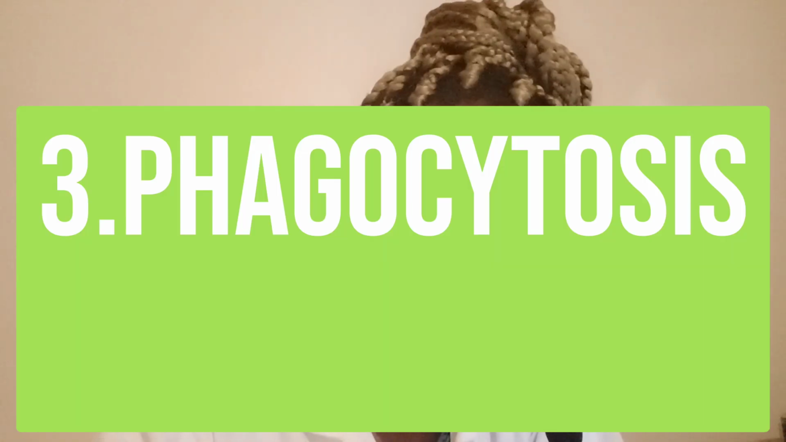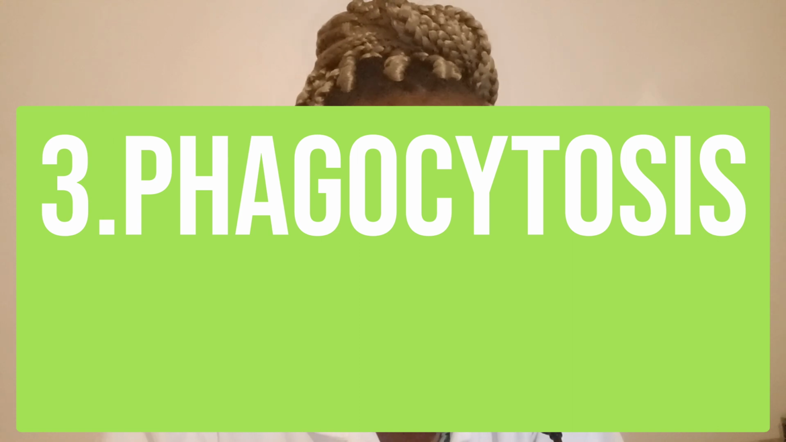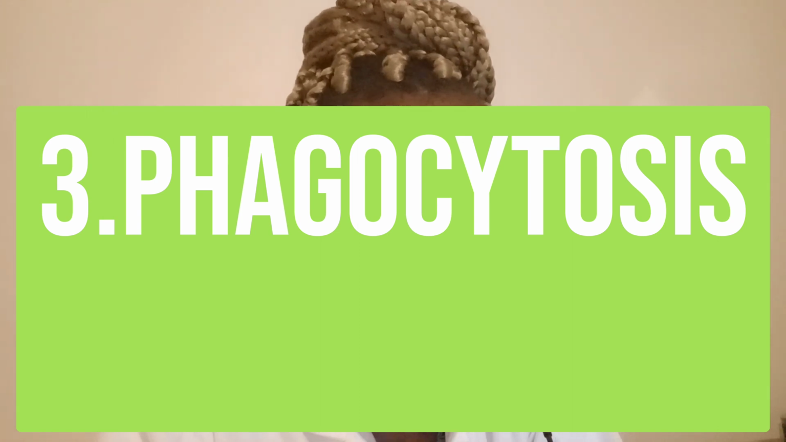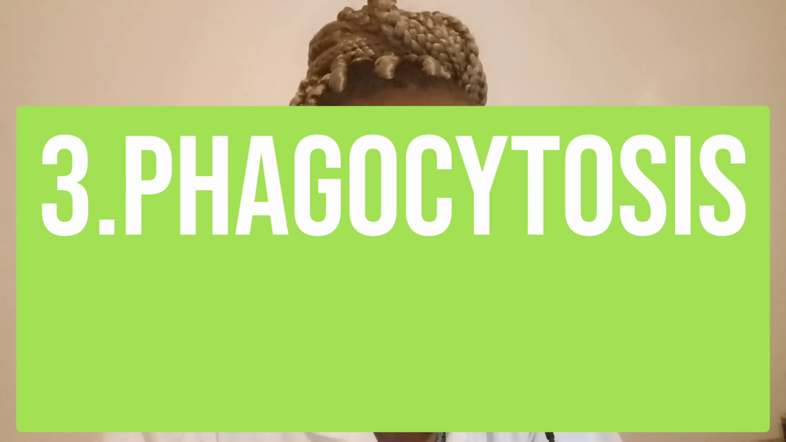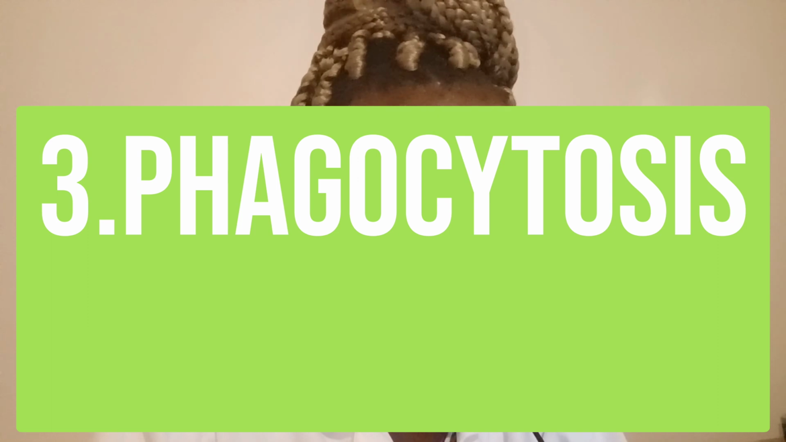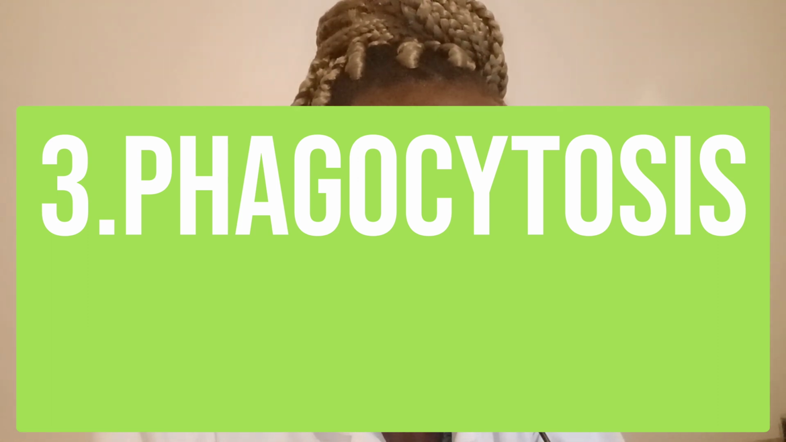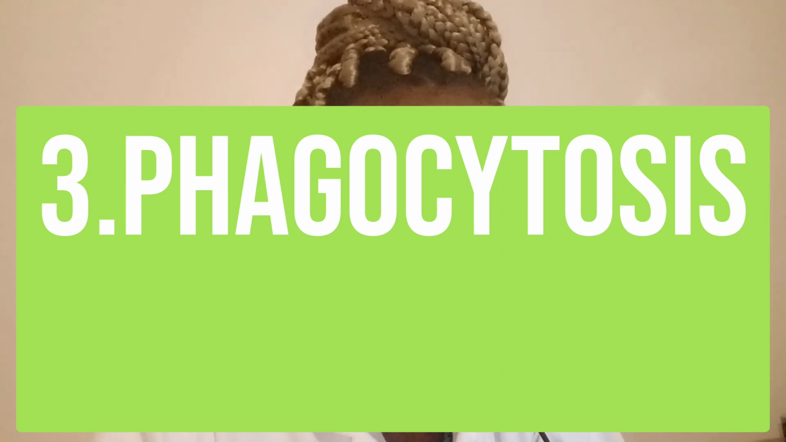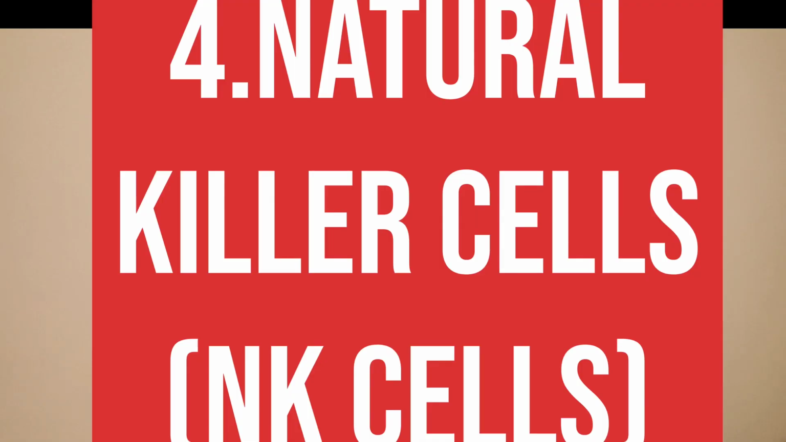The third aspect that makes it look as if it is specific is phagocytosis. Phagocytes are innate immune cells that engulf and destroy pathogens. While phagocytosis is a non-specific process, certain phagocytes can display some degree of specificity in recognizing and engulfing particular pathogens or microbial products. So we have the fourth aspect, which is natural killer cells.